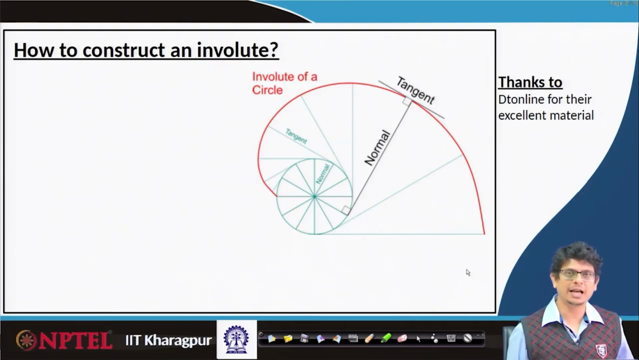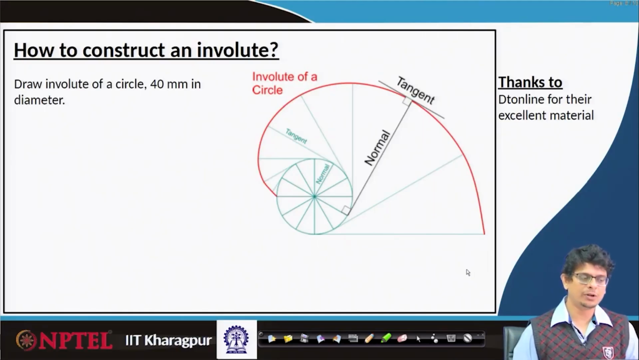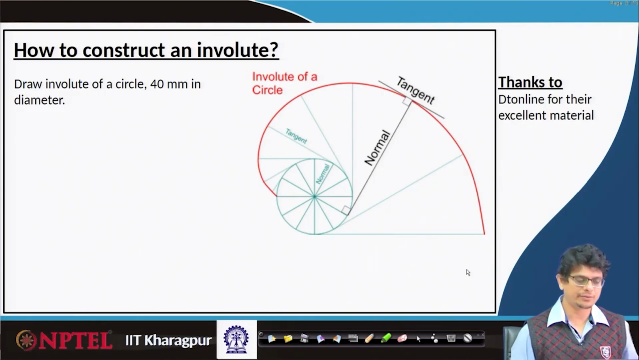So, here is an example, a cylinder of a particular radius which is winding over this rope or thread, shown in red color. For example, let us draw an involute of a circle 40 mm in diameter.